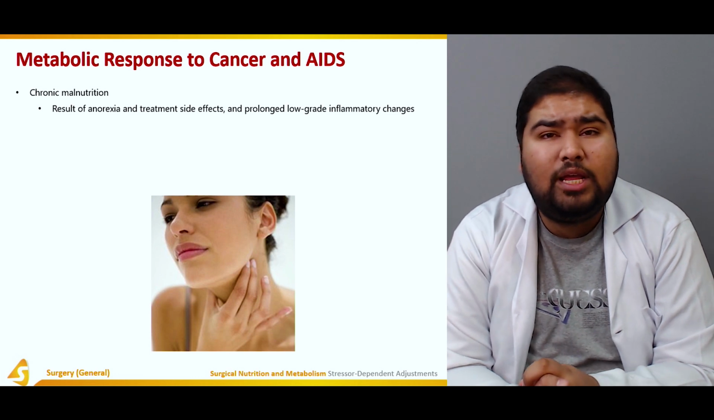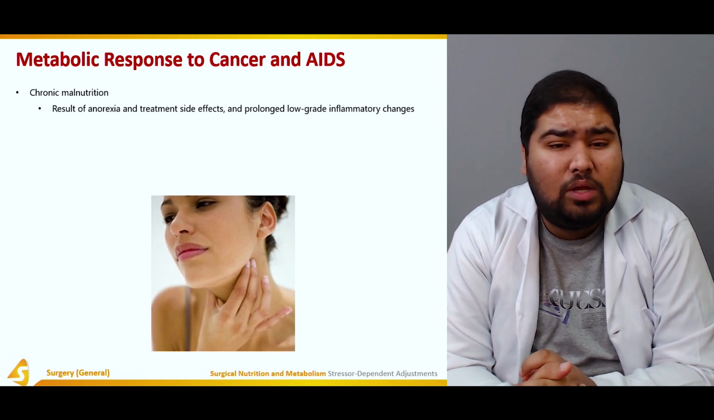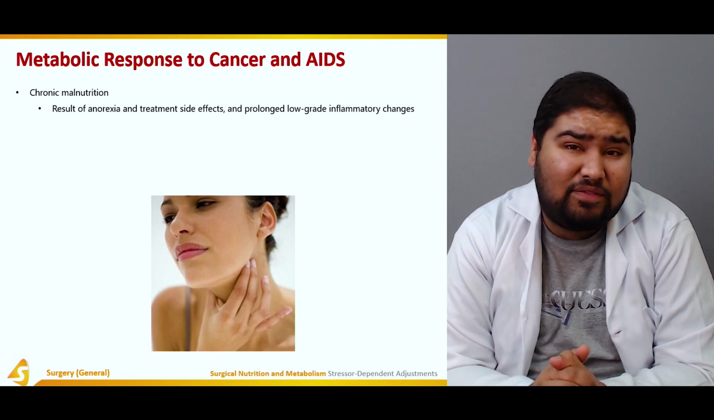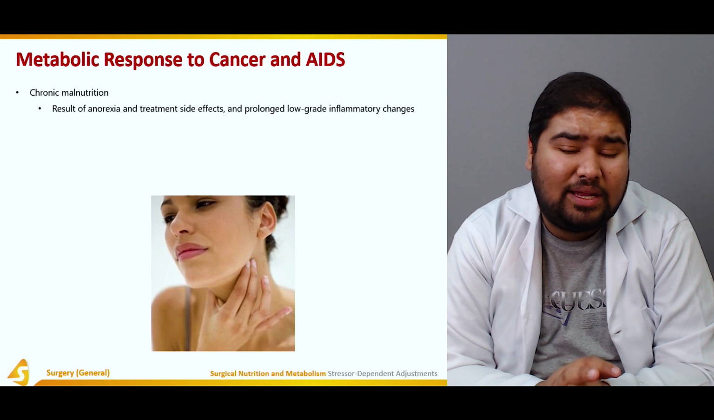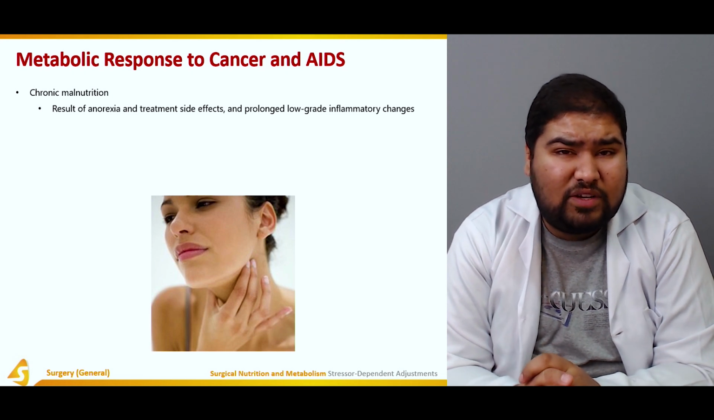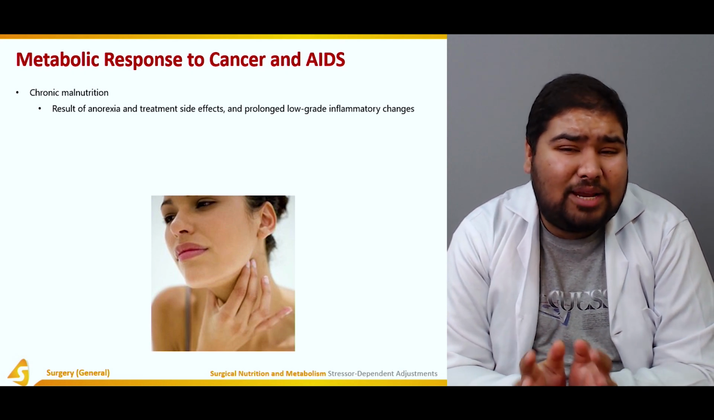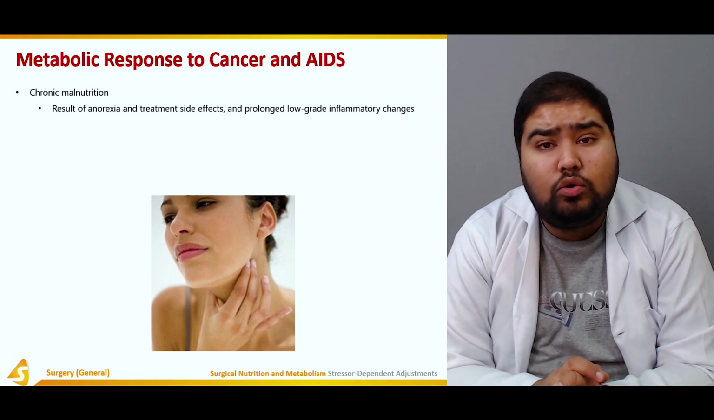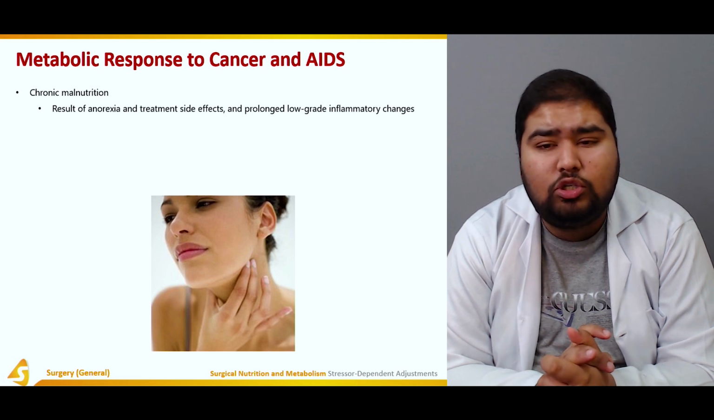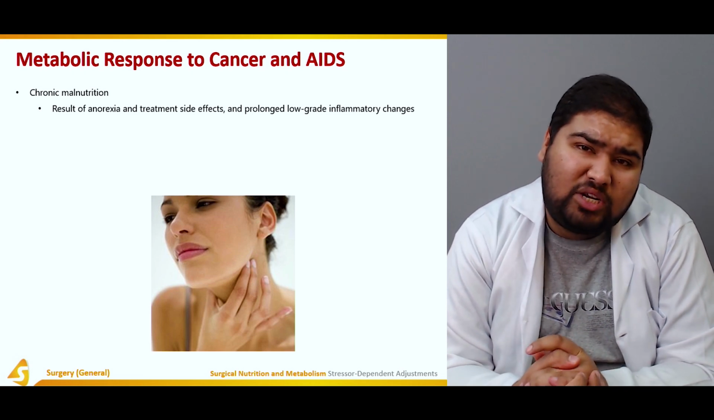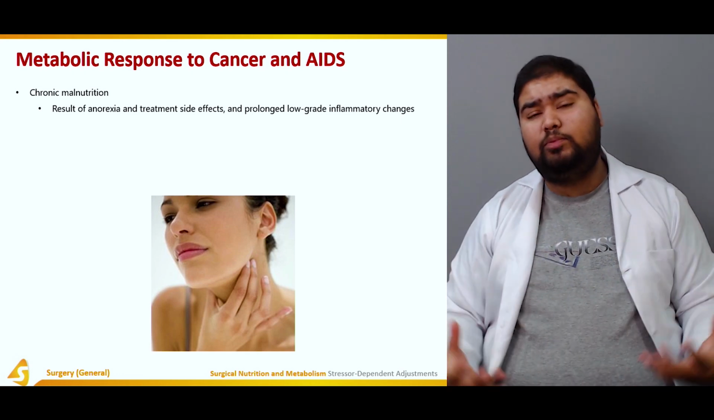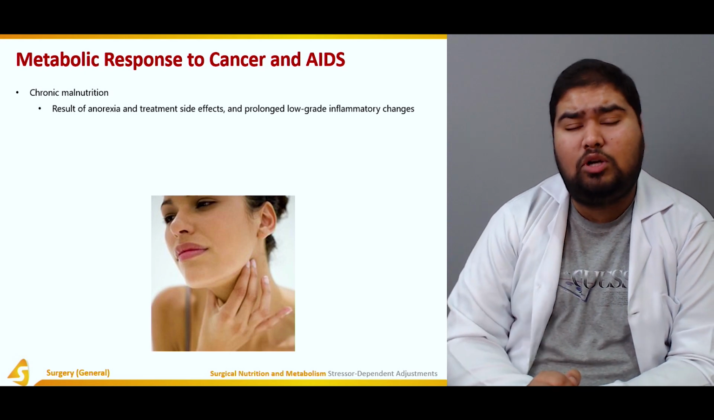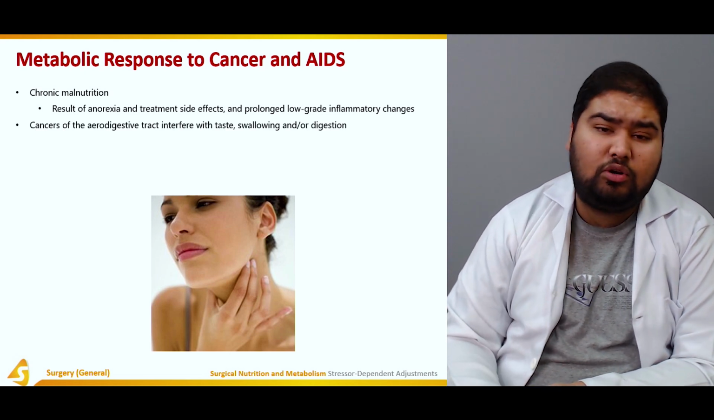Chronic malnutrition may be a result of anorexia. That is, there's difficulty of eating with chronic cancer and acquired immunodeficiency syndrome, and their treatment side effects as well. Due to treatment side effects, one does not want to or cannot eat. There is prolonged low-grade inflammation which prevents the absorption of materials from the bowels, and all these factors contribute to chronic malnutrition.